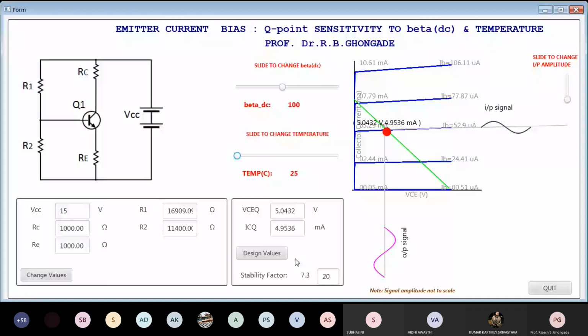That is what I'm going to ask you to do in the assignments, that you are supposed to vary the beta and see the practical changes in the Q point, that is VCE and IC. That is what we can see. So let me go to Multisim.